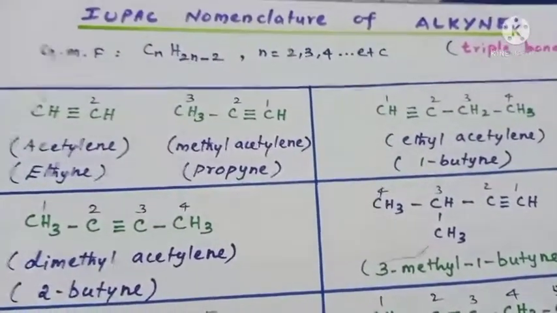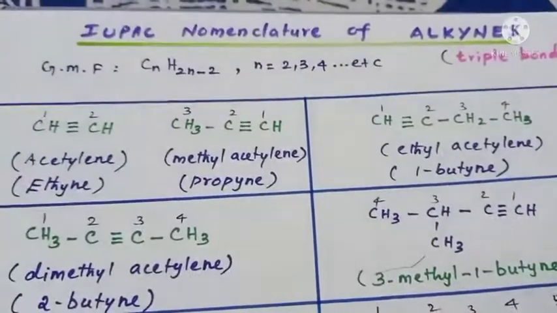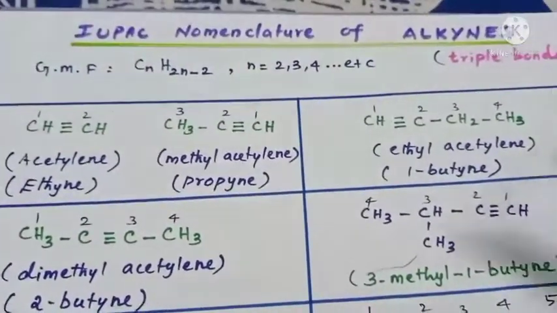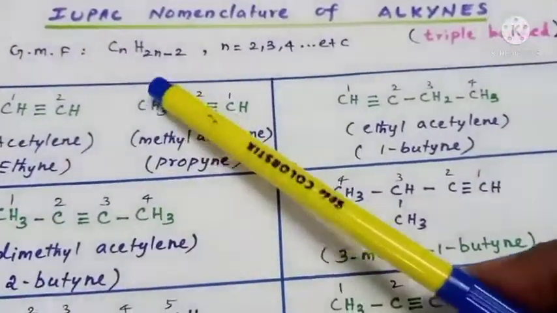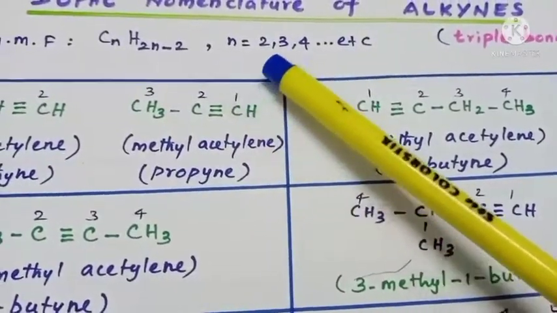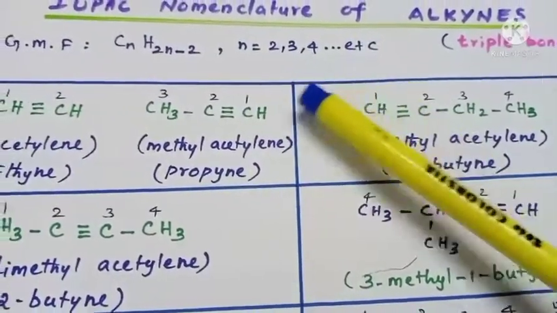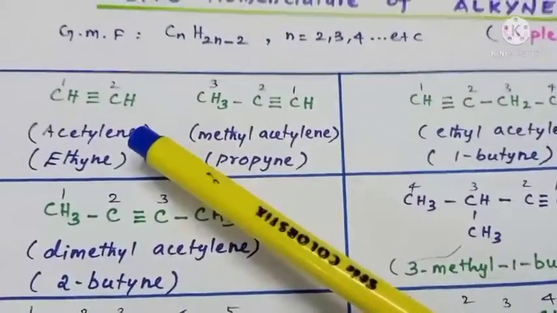In this video, I'm going to discuss the IUPAC nomenclature of alkyne compounds. Alkynes are triple bonded compounds. The general molecular formula of alkyne is CnH2n-2, where n can be 2, 3, 4, etc. Now let us go for the naming of alkyne compounds.